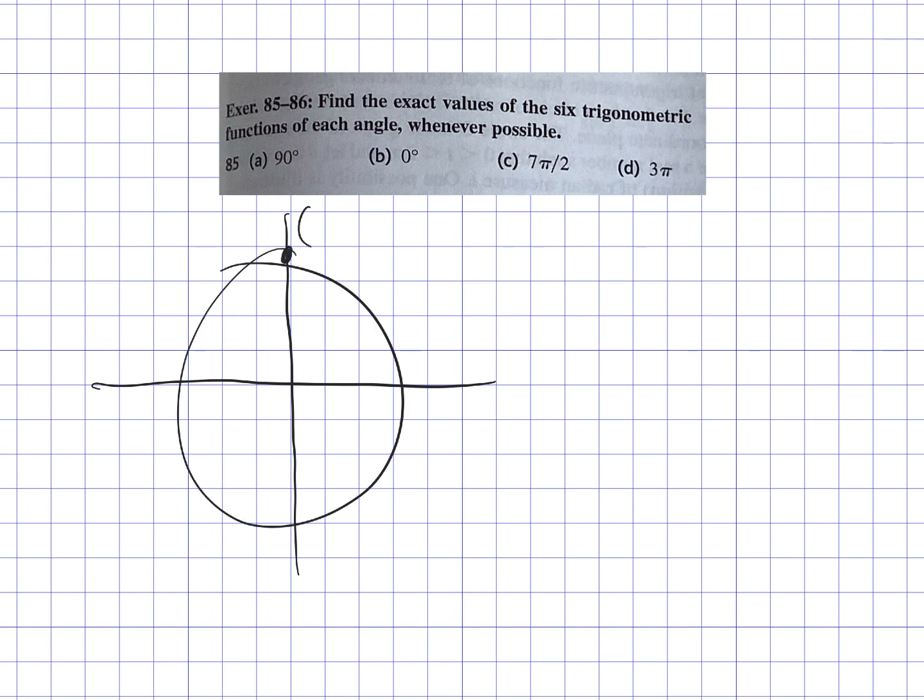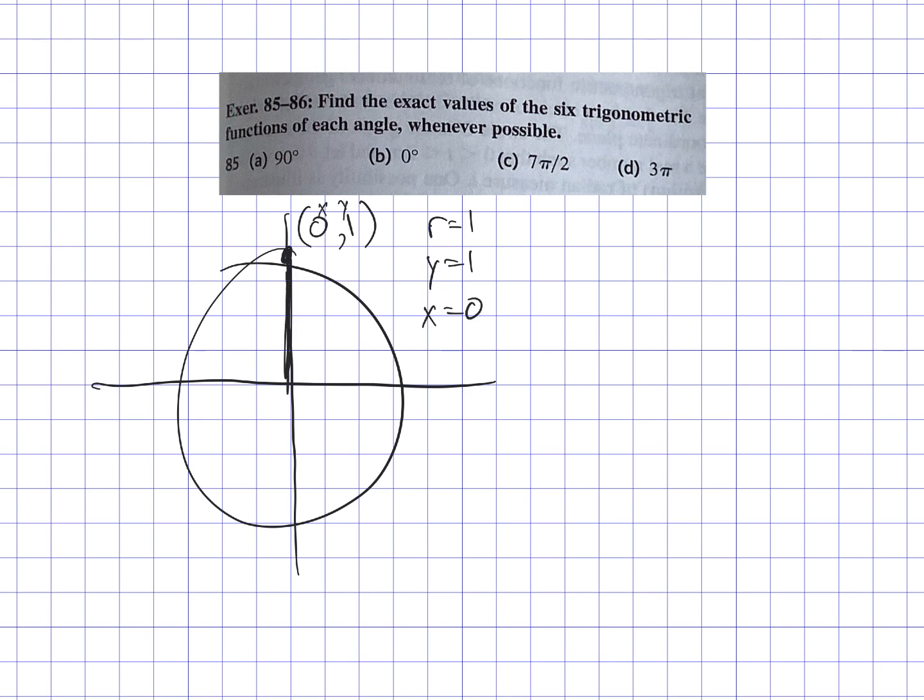Find the exact values of the 6 trigonometric functions of each angle. So 90 degrees. So 85A, you're at 90 degrees around your unit circle here. That's 0, 1. So R is 1, Y is 1, and X is 0. So that's where we have all of our values.